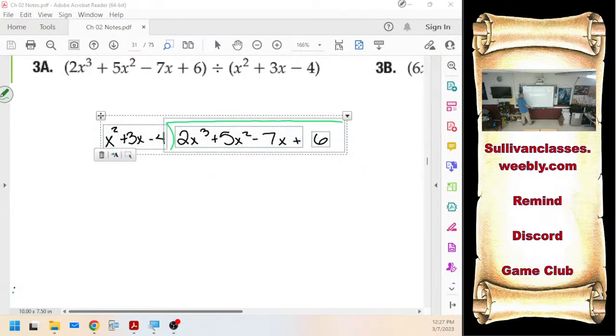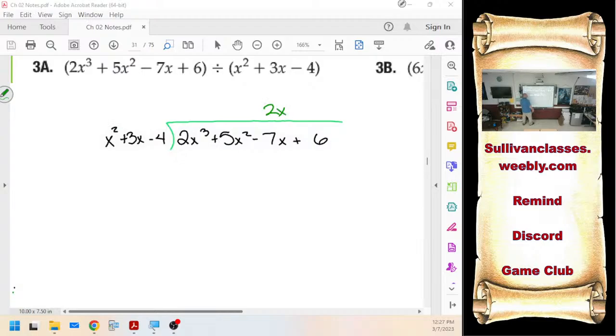2x cubed divided by x squared is just 2x. 2x times stuff: 2x cubed, 6x squared, minus 8x. Change the signs and get a negative x squared, a positive x. I got 3 terms over here, I want 3 terms down here. Drop it.